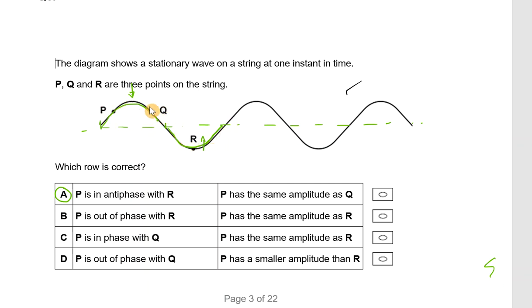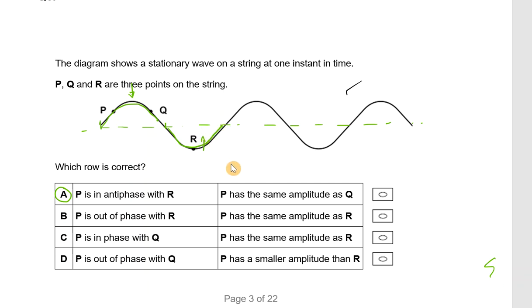P and Q are in phase, exactly in phase together. Perhaps they've reached their maximum displacement, which will be their amplitude at that moment, and then they're going to start moving down, and their displacement will become smaller in the next few seconds. Another way of saying 180 degrees out of phase is saying they are antiphase.